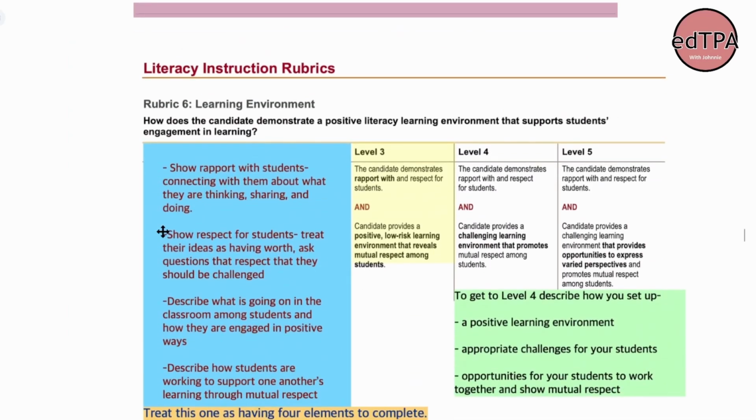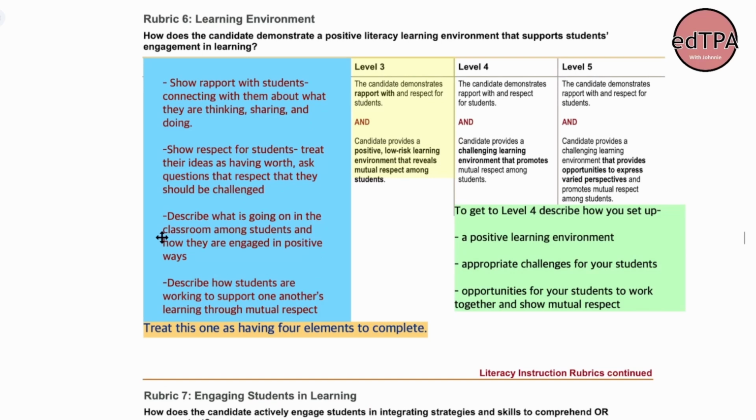So let's start with Rubric 6. How does the candidate demonstrate a positive literacy learning environment that supports students' engagement in learning?